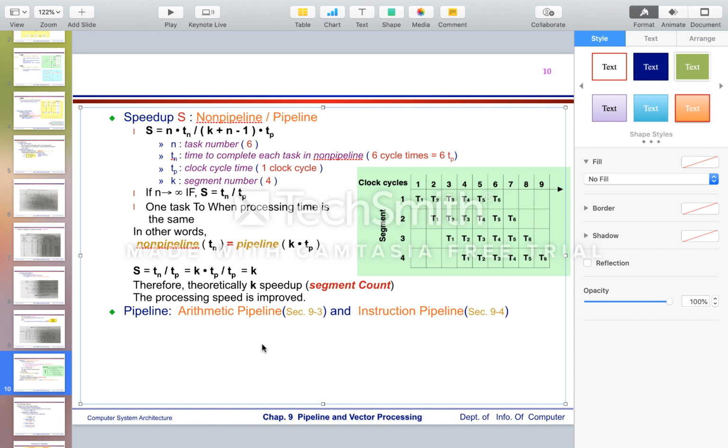Speed up means how much speed up we are getting if we are using pipelining. So the formula is, you need to find out the time for non-pipelining divided by pipelining, and then we have considered special cases wherein we have n very much greater than k. Okay, then what is speed up? And if Tn equal to KTP, then what is the speed up?